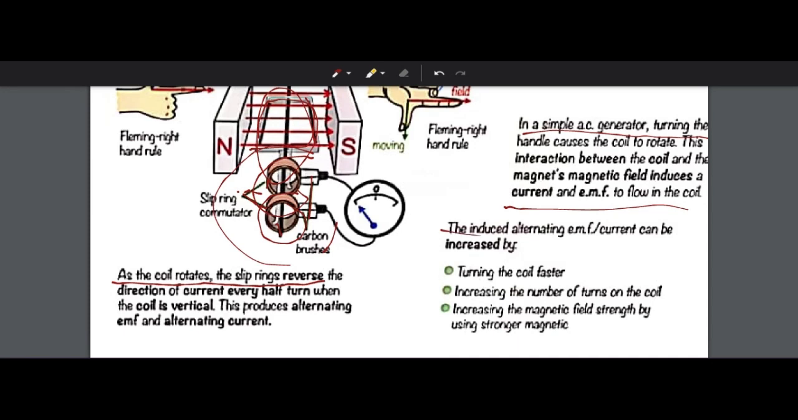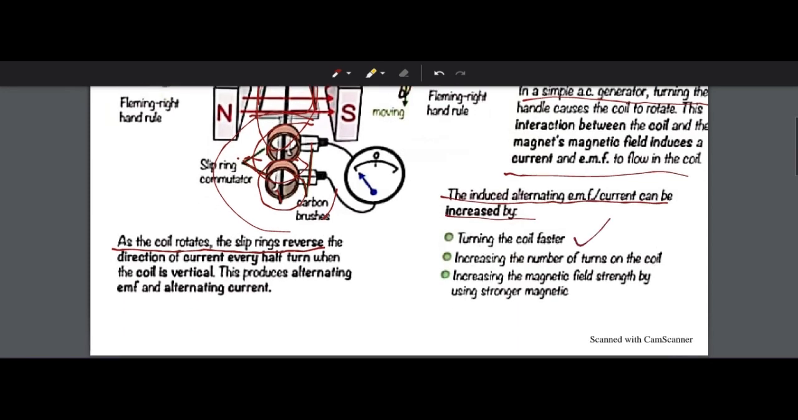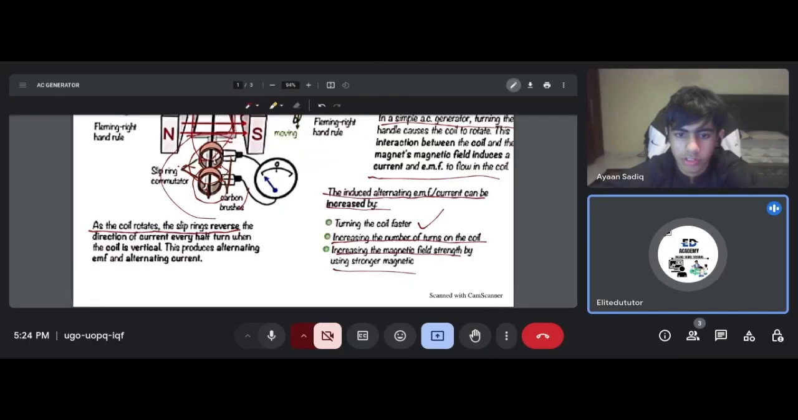So the induced alternating EMF current can be increased by turning the coil faster, increasing the number of turns on the coil, and increasing the magnetic field strength by using a stronger magnet. You have to write these points and remember them, that is how we can increase the induced EMF and induced current in our coil. These are the three best methods.